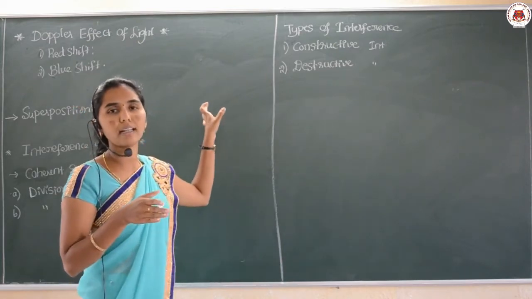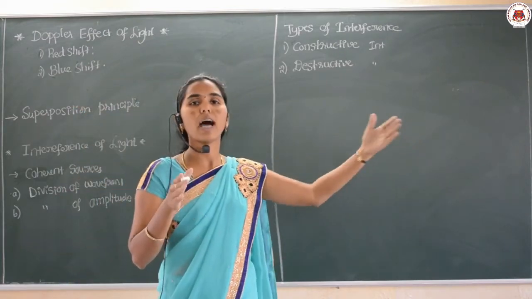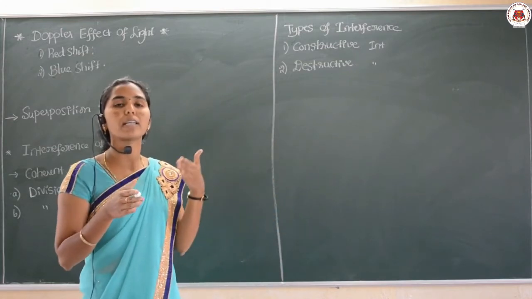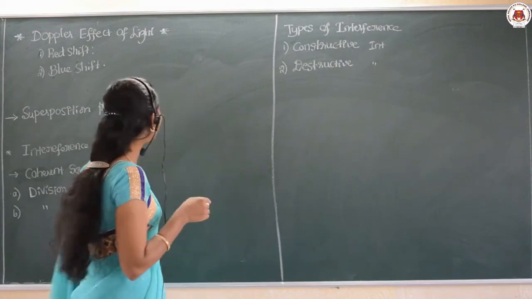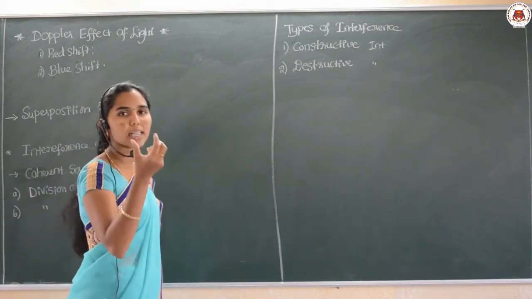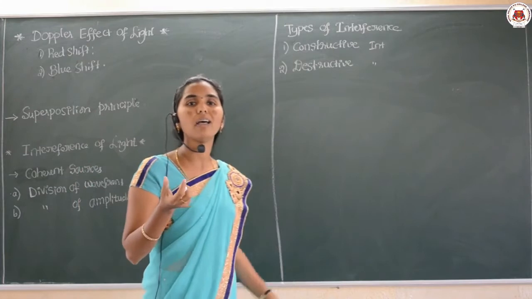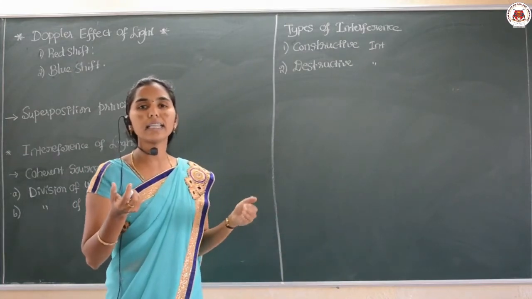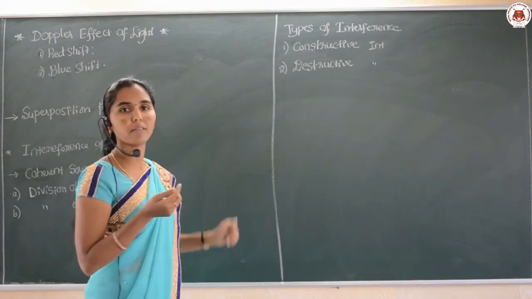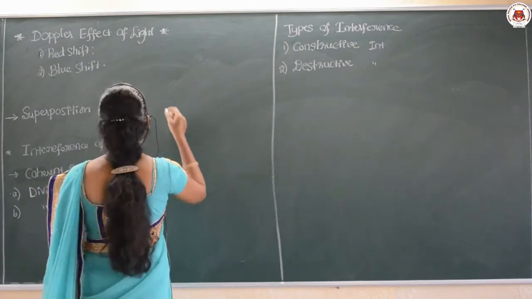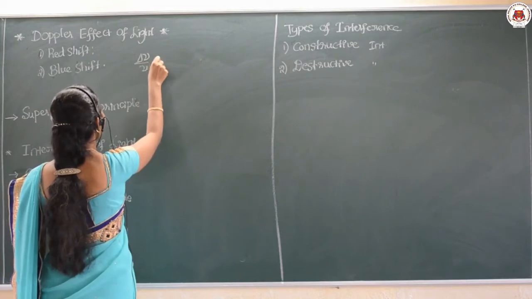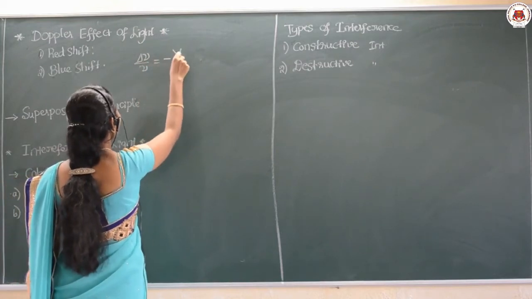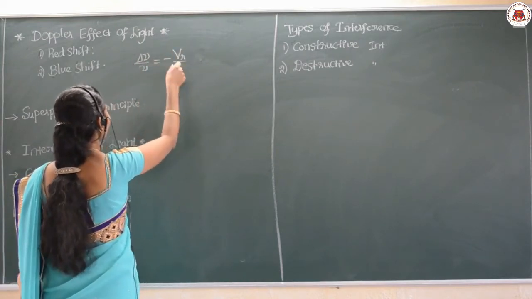So one is red, having the longer wavelength, and another is blue shift, having a shorter wavelength. Okay. Then the apparent change in the frequency of the light rays reaching an observer can be given by a formula: delta nu upon nu is equal to minus VR upon C.